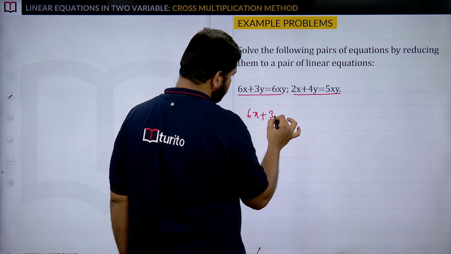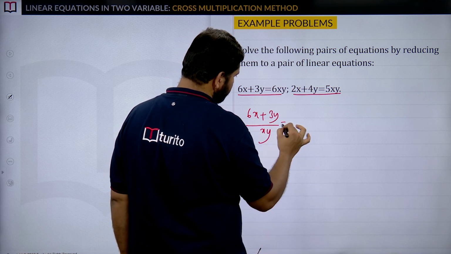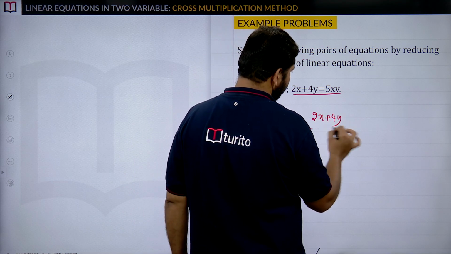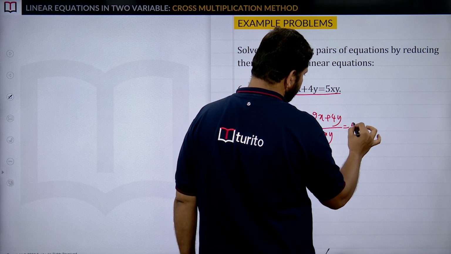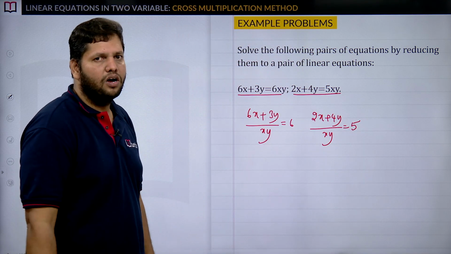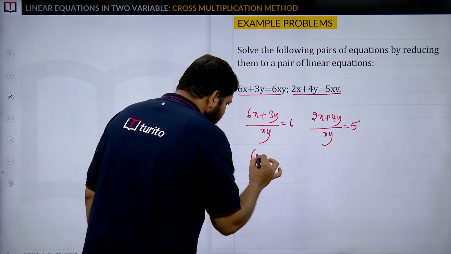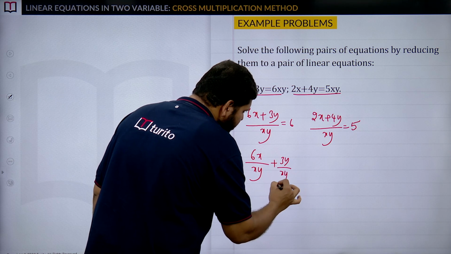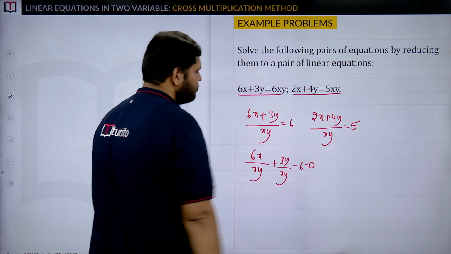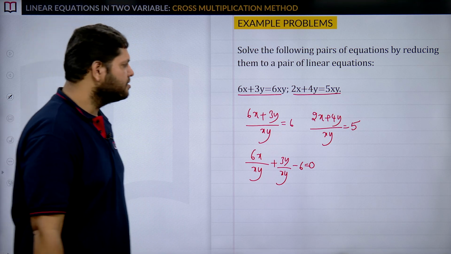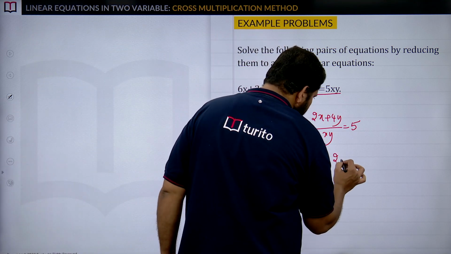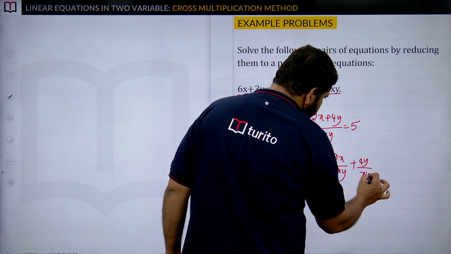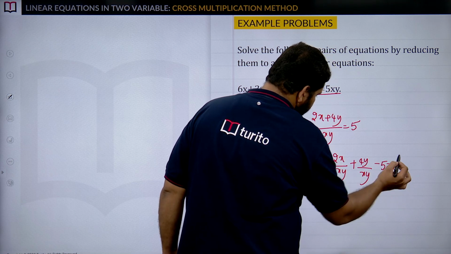So, (6x plus 3y) divided by xy is equal to 6. (2x plus 4y) divided by xy is equal to 5. Isn't it? Now, children, separate the numerator and denominator. 6x by xy plus 3y by xy minus 6 is equal to 0. And this also the same thing, separate numerator and denominator. So, 2x by xy plus 4y by xy minus 5 equals 0.